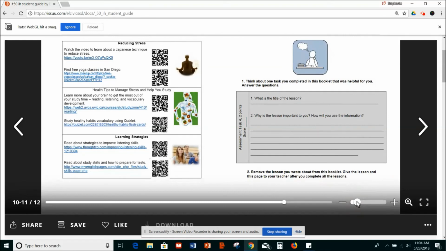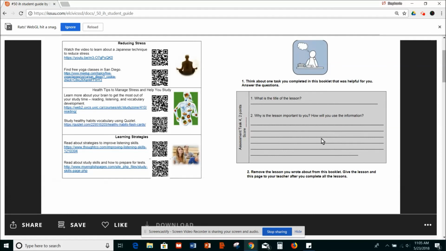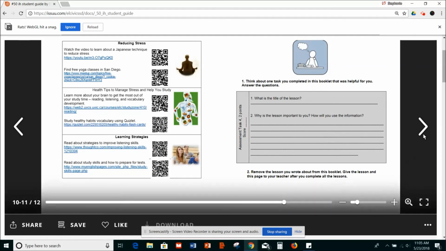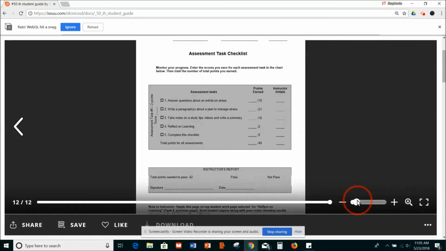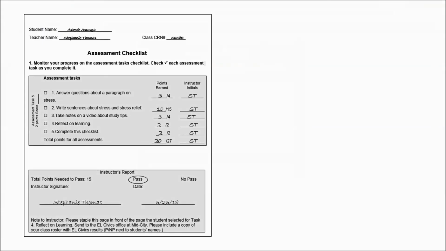On page 9, students reflect on learning and select a lesson that was helpful, just as in the beginning level guide. The last page contains the checklist and the instructor report.